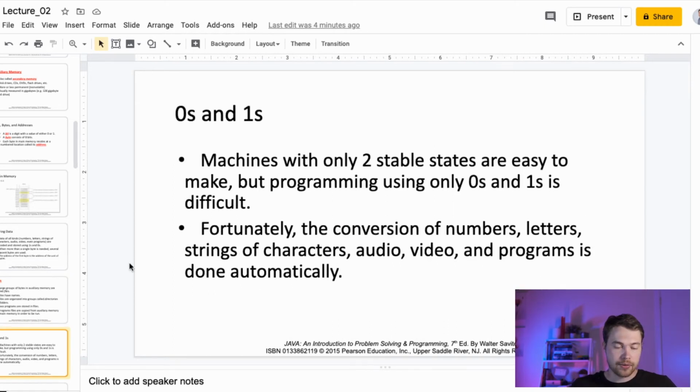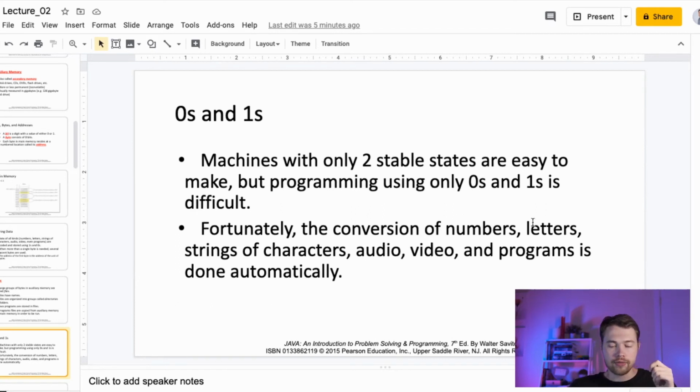Zeros and ones. Machines with only two stable states are easy to make, but programming using only zeros and ones is very difficult. Historically, it was shaped that way, so machines only understand zeros and ones. There were some attempts, called fuzzy logic, to introduce a third state, like 0, 1, and 2, for example, but they failed. Anyway, computers and electronics only understand zeros and ones, right?